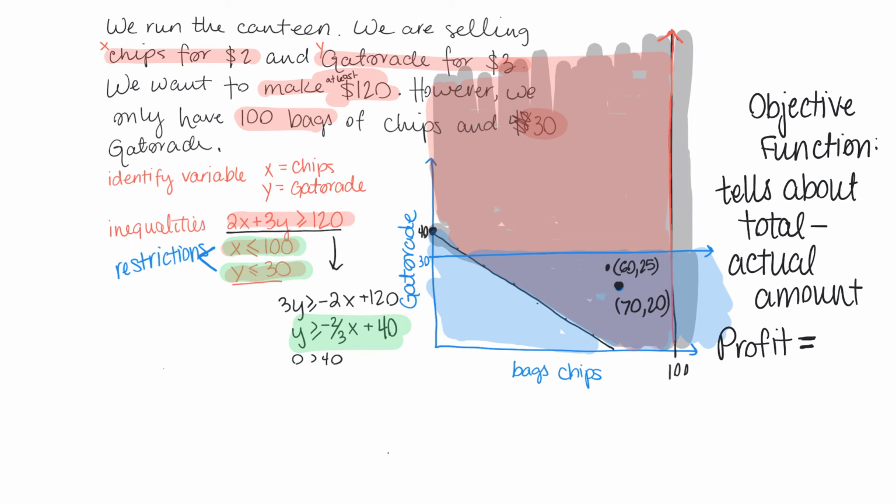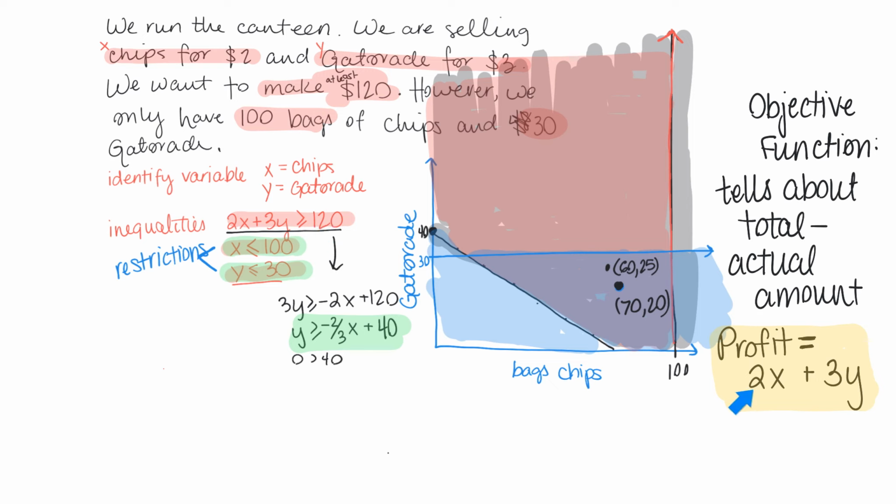And our profit's going to be determined by two things. It's going to be determined by the number of bags of chips we sold, which was 2x, and the number of Gatorades we sold, which was 3y. So this is my objective function right here. And it's an actual equal. It's not an inequality, although it uses the same beginning function that we use. That 2x plus 3y, we're using it again. But this time, we want to know how much did we actually make? We know it's more than 120, but how much more?